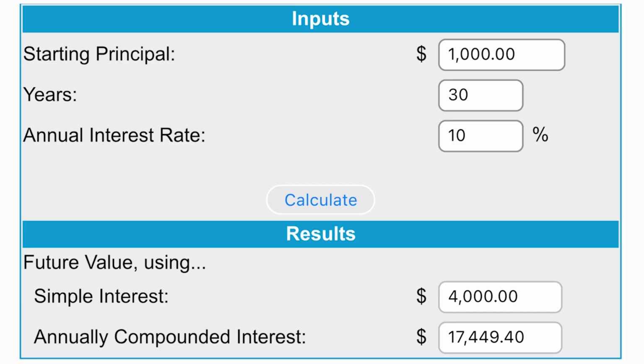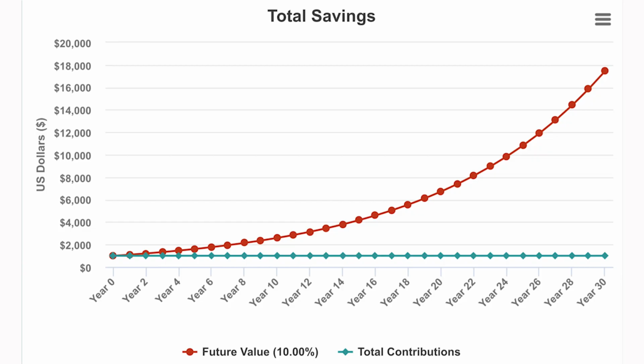So let me show you how much of a difference compound interest can make when we run this example for 30 years out. At the bottom, you can see that the simple interest would have grown from $1,000 to $4,000, but your compound interest would have grown to $17,449.40, which is a massive difference. And here's a chart that shows you how compound interest really starts to take off over time. So you can obviously see why so many people are always trying to get compound interest on their money.